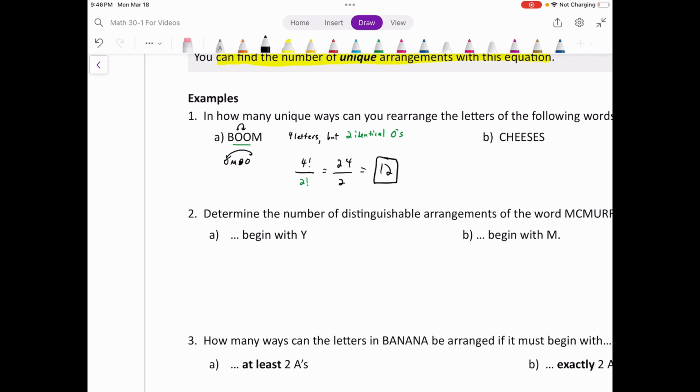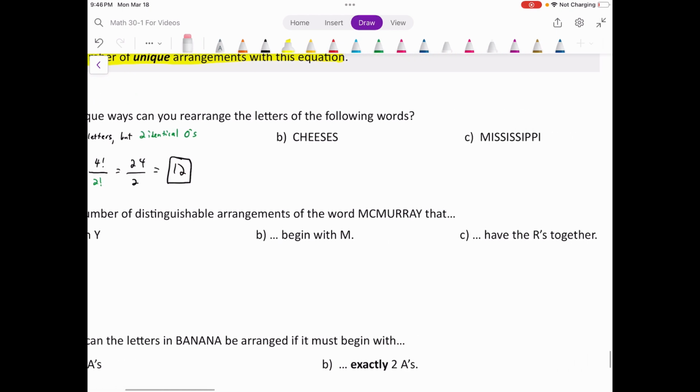So we're getting twice as many as we actually should. That's why we're dividing out the 2 factorial. Okie doke. Cheeses. Now careful, I see a couple repeats here. I see 3 identical E's, and then I also see 2 identical S's, okay?